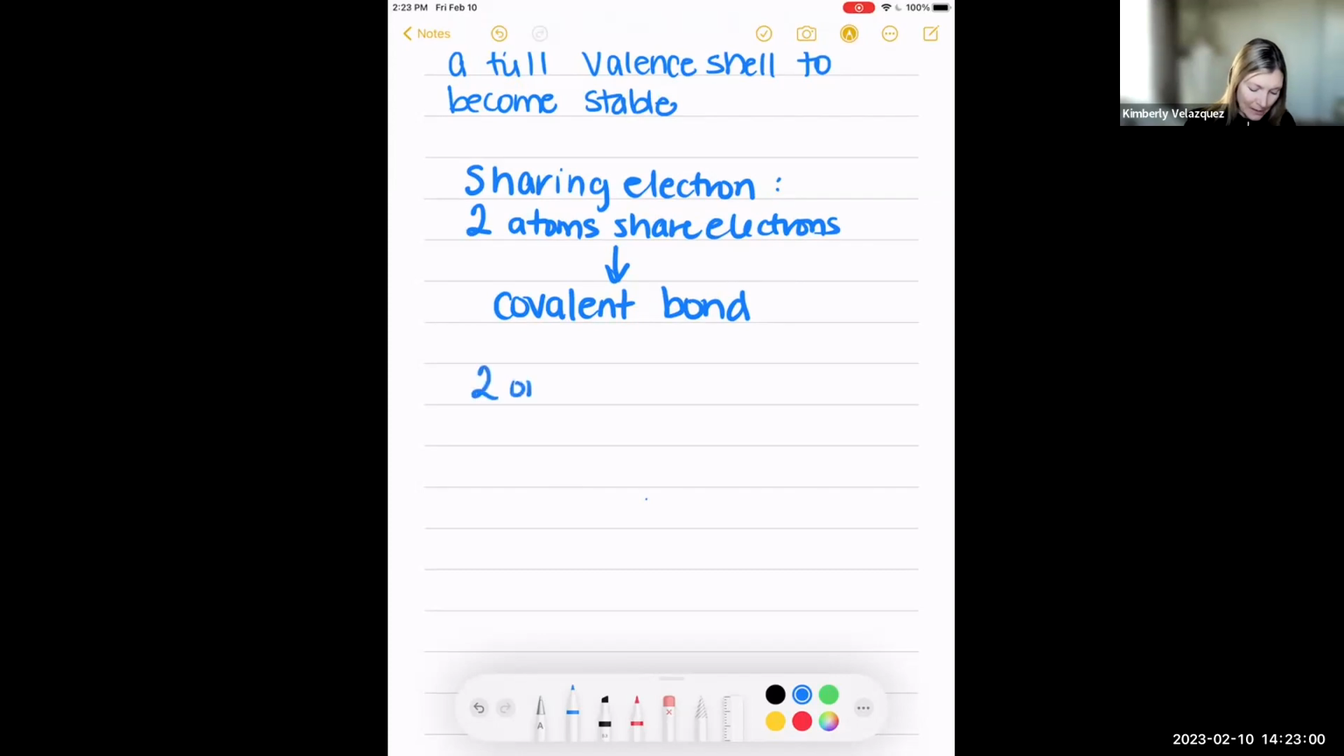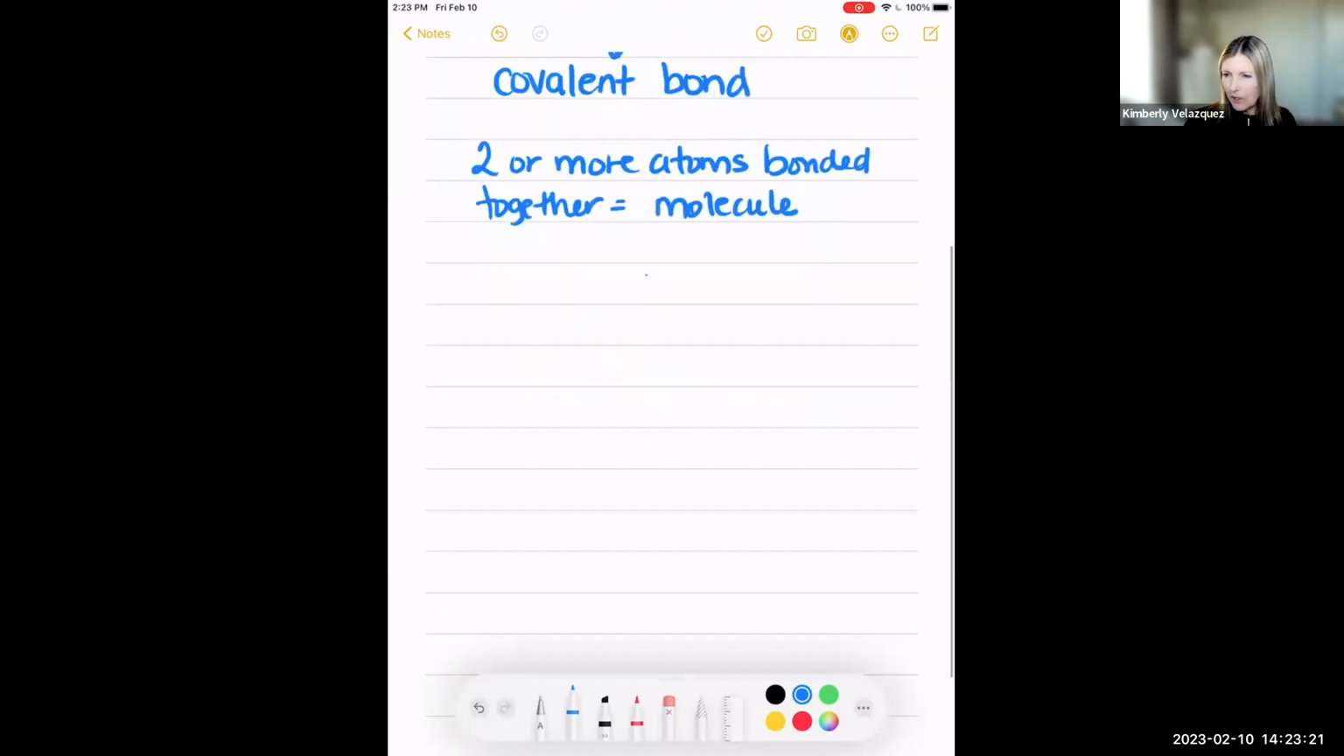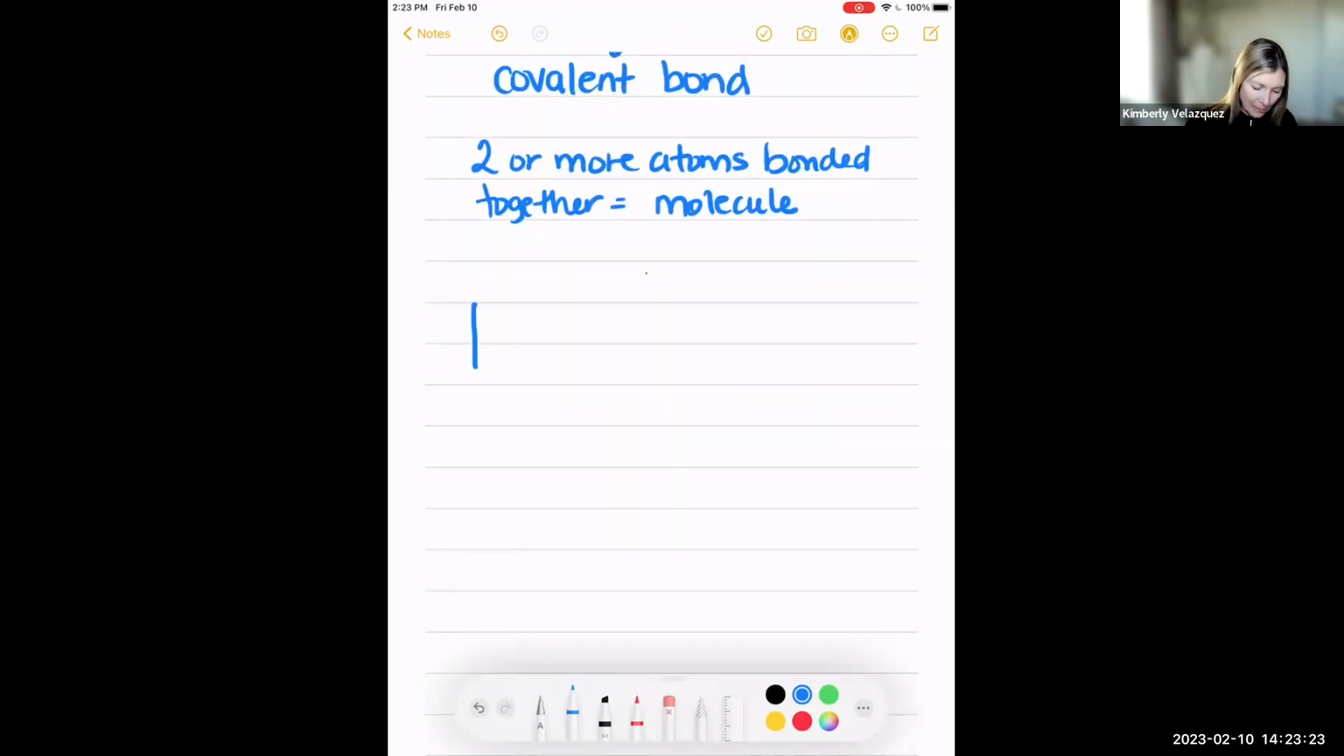And 2 or more atoms bonded together is what we call a molecule. So today we're going to be looking at molecules for the first time in this class. What do I mean by sharing electrons? Well, let's look at the periodic table again for a minute, and you'll recall that hydrogen is atomic number 1. Now today I am only interested in the number of electrons that each atom has, because we're only talking about electrons today, not protons and not neutrons.